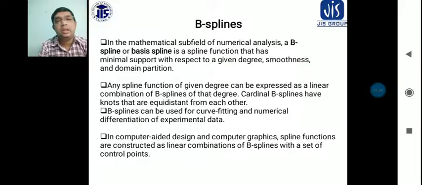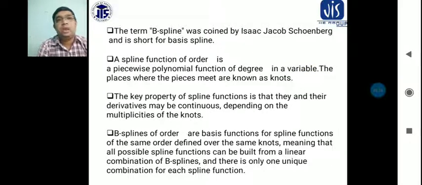Basically, you have to put your numerical experimental data into curve fitting, as your different points will be organized according to the B-splines, and this experimental data will be recorded. In computer-aided design and computer graphics, spline functions are constructed as a linear combination of B-splines with a set of control points. The term B-spline was coined by Isaac Jacob Schoenberg and is short for basis spline.